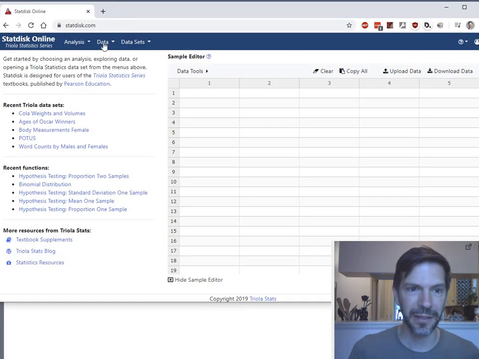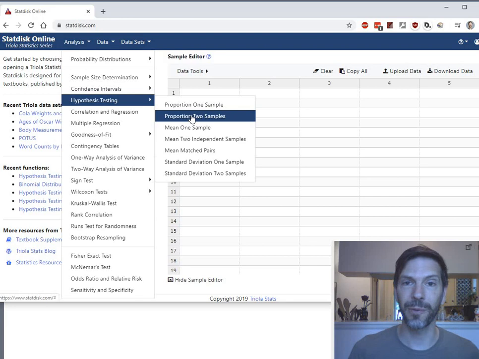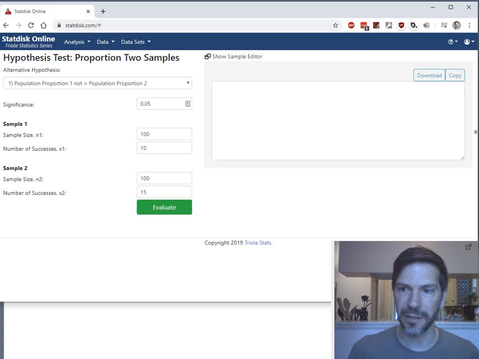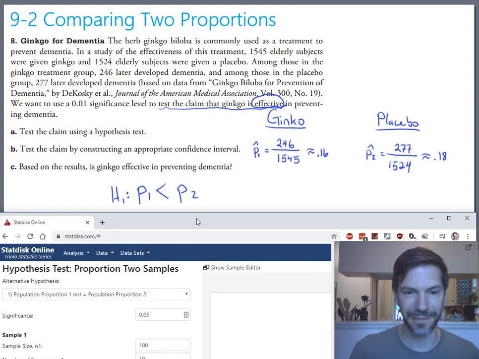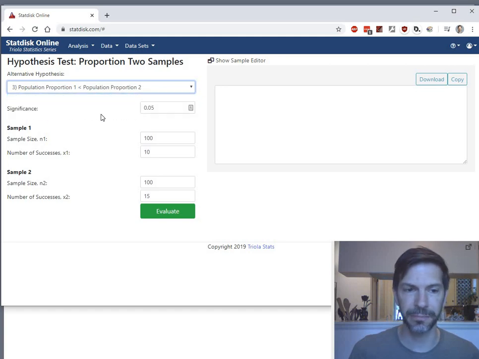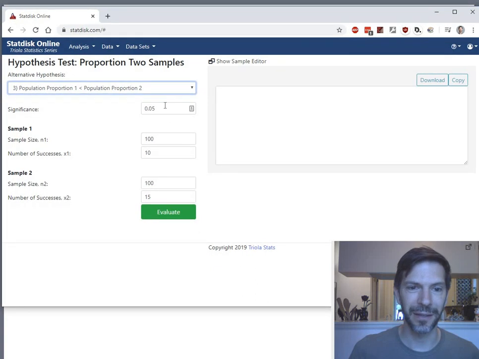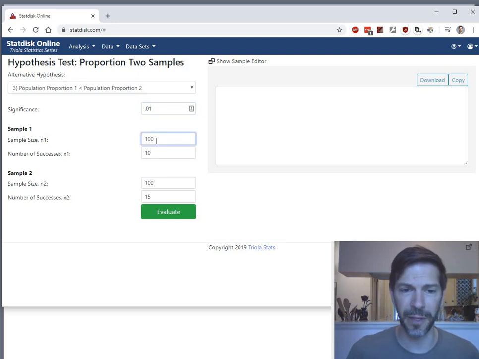So pull up StatDisk, and under analysis, go to hypothesis testing. And this time we want to do proportions, but we have two samples that we're comparing to each other. So let's get proportion, two samples. And let's set up our alternative hypothesis, which is proportion 1 not equal to, no, that's not what we had. We had proportion 1 is less than proportion 2. So proportion 1 is less than proportion 2. Significance level was stated in the problem. It's actually 0.01. They made the level a little more rigorous. They want to be really convinced, which is appropriate for medical situations.